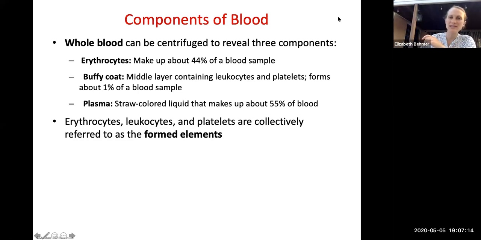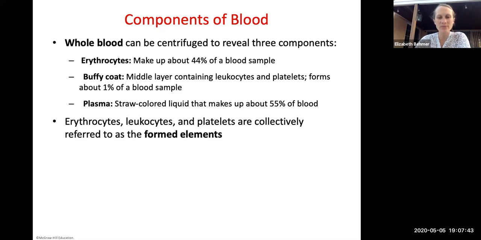The erythrocytes make up about 44% of a blood sample. That's the lowest layer on that vial of blood. The buffy coat is the middle layer containing all leukocytes, which are your white blood cells, and platelets, which are involved with helping your blood to clot. That forms about 1% of your blood sample. And then the plasma is the straw-colored liquid that makes up the top part of that blood sample, about 55%.